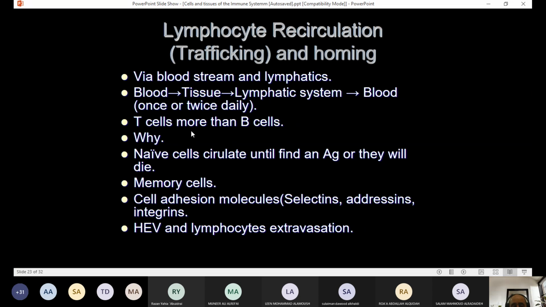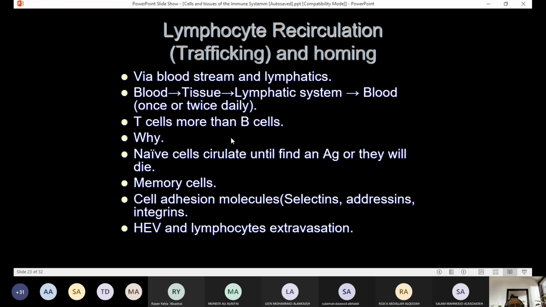While the B cells are present less than the T cells. Why? Because T cells have so many functions that could be involved: T helper, T cytotoxic cells and so on. So their number is higher, because they perform a variable number of functions compared to B cells.